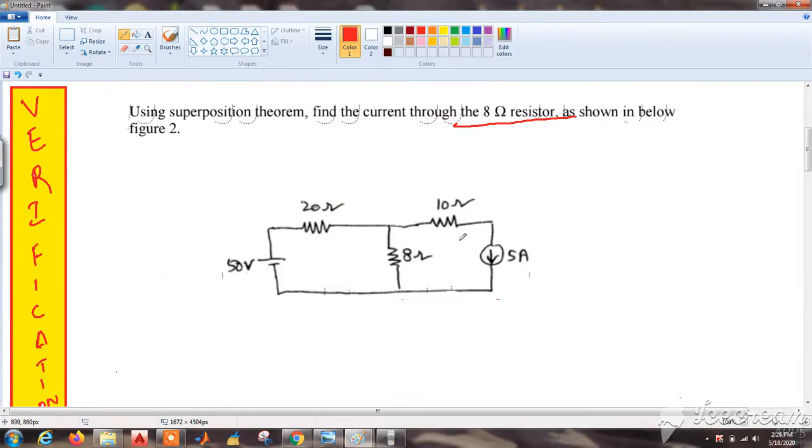Therefore, the current flowing through the 8 ohm resistor through superposition theorem is minus 1.7 amperes. Now if you want to write the positive value of current, you can also write. What you have to do, just reverse the direction of current. Just take the opposite direction, like this or like this. So the current flowing is plus 1.7 amperes. No need to write plus, you can directly write 1.7 amperes.